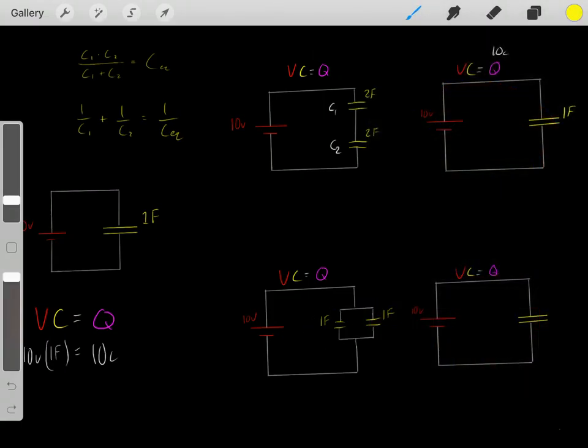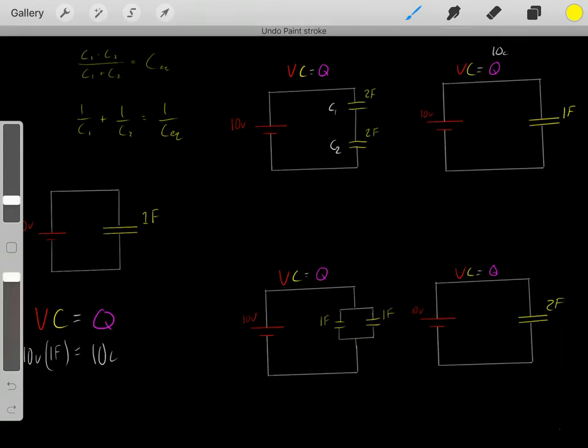It's pretty straightforward, and you can imagine this as just being one capacitor. Just imagine these two capacitors next to each other. When you have capacitors in parallel, you simply add them. So that would be 2 farads. One 2 farad capacitor is identical to having 2 1 farad capacitors in parallel.